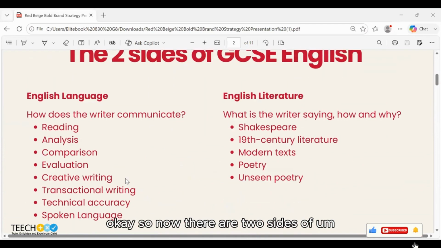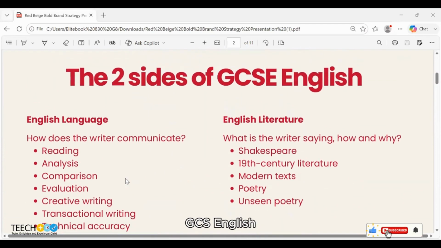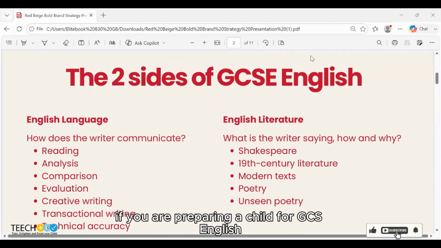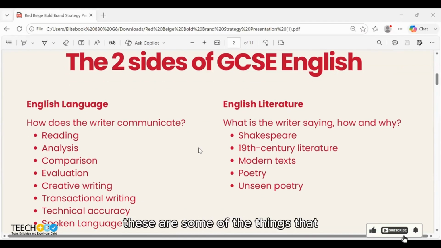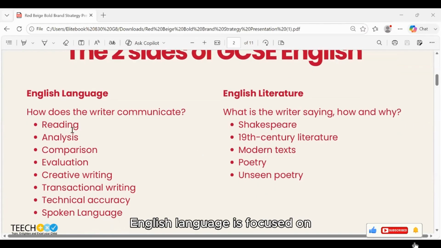Okay? So now there are two sides of GCSE English. If you are preparing a child for GCSE English, you should know that there's the English language, and then there's English literature. Right? Now, these are some of the things that English language is focused on. Reading and understanding, or what we call comprehension. Analysis, the ability to analyze a text, right?